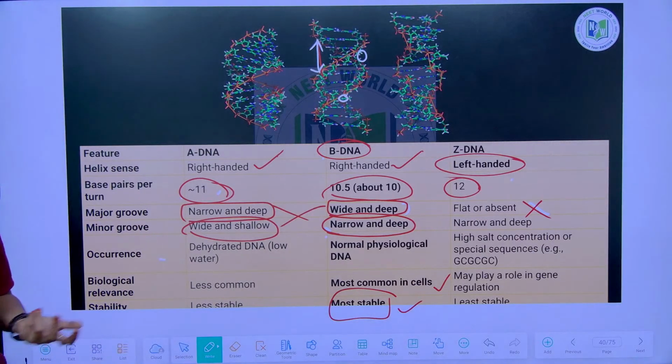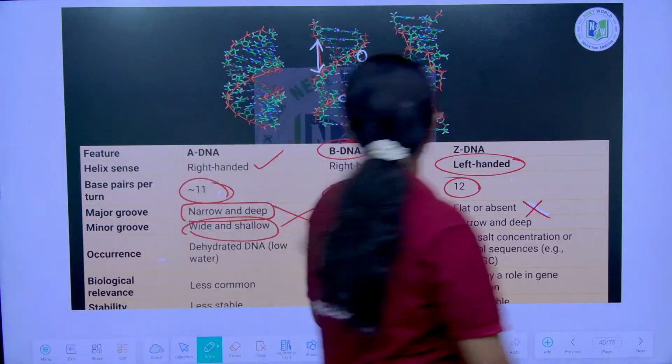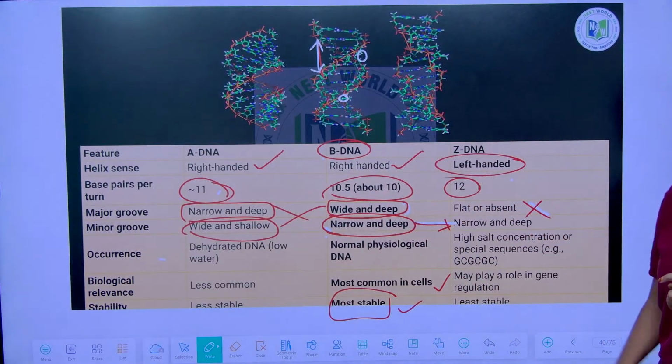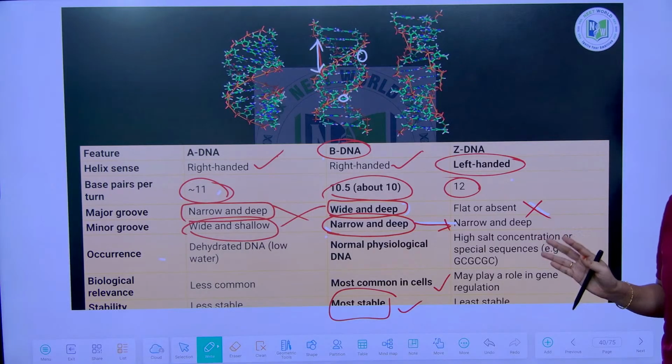Easily you can remember, no? It is opposite. Next, this is same. Z type DNA is same as that of what? B DNA. The 6 points you remember, it is enough.